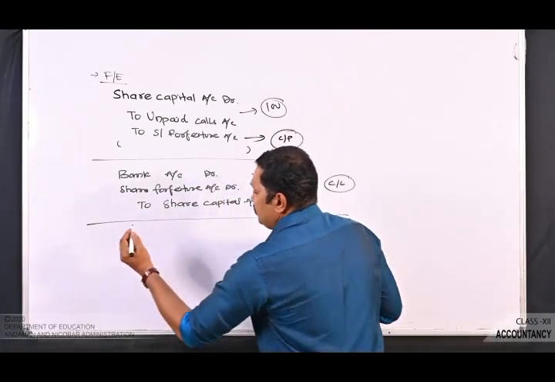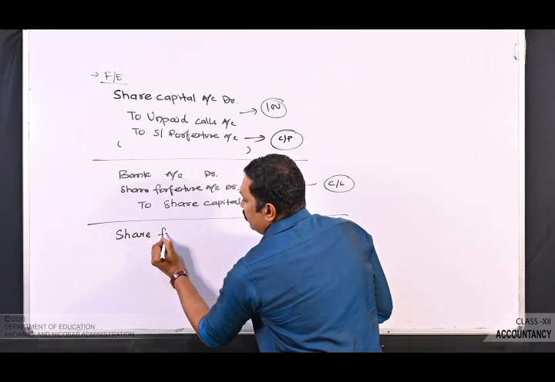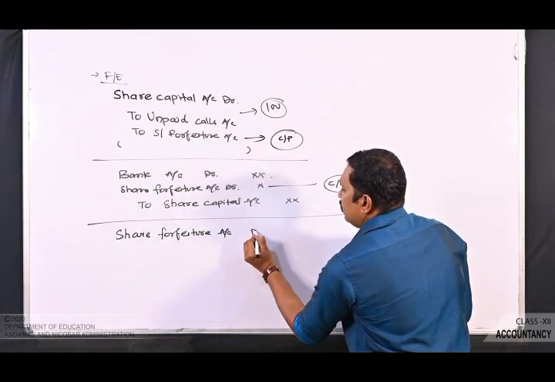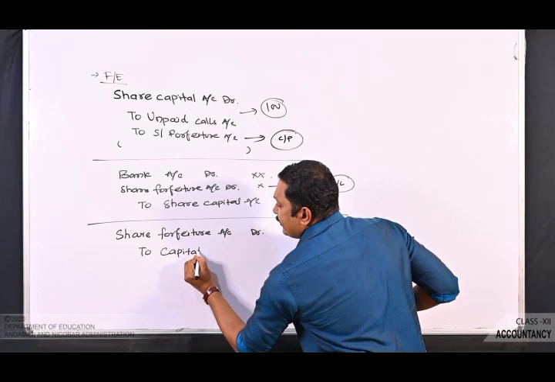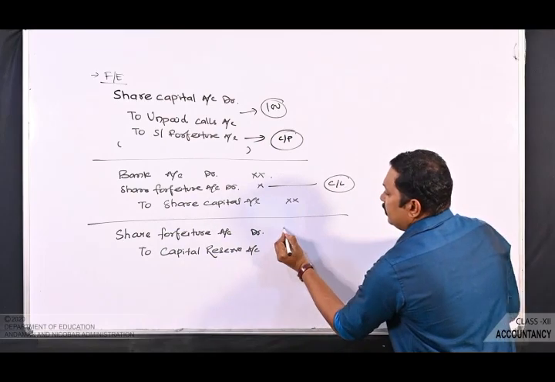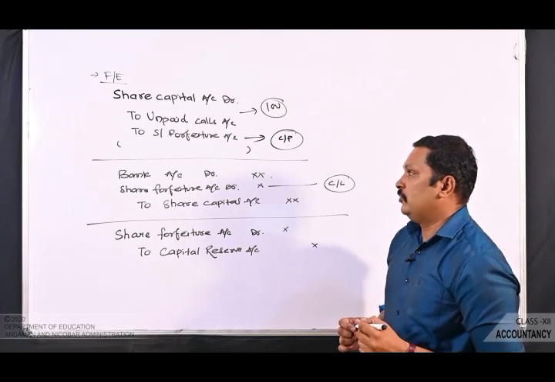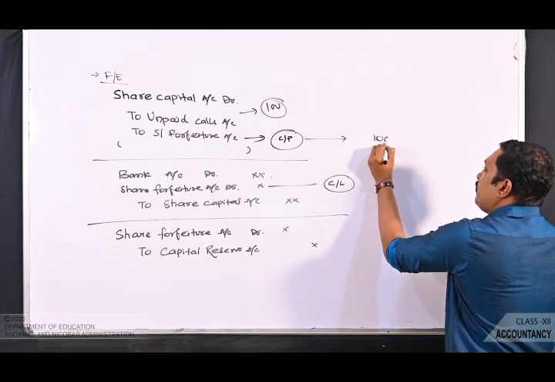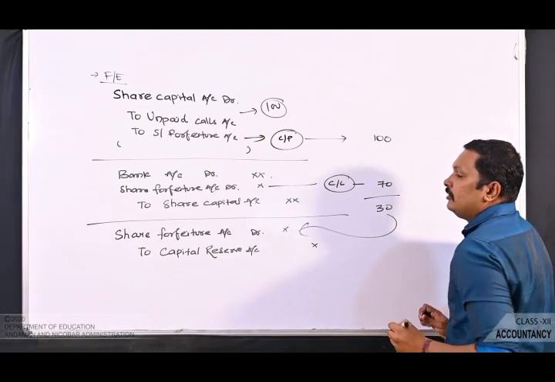The third is the last entry in the company account, that is share forfeiture account debit to capital reserve. This is the last entry. So the balance of the net forfeiture amount will be transferred to capital reserve. For example, say we got 100 rupees capital profit, say 70 rupees capital loss. So the 30 will be transferred.